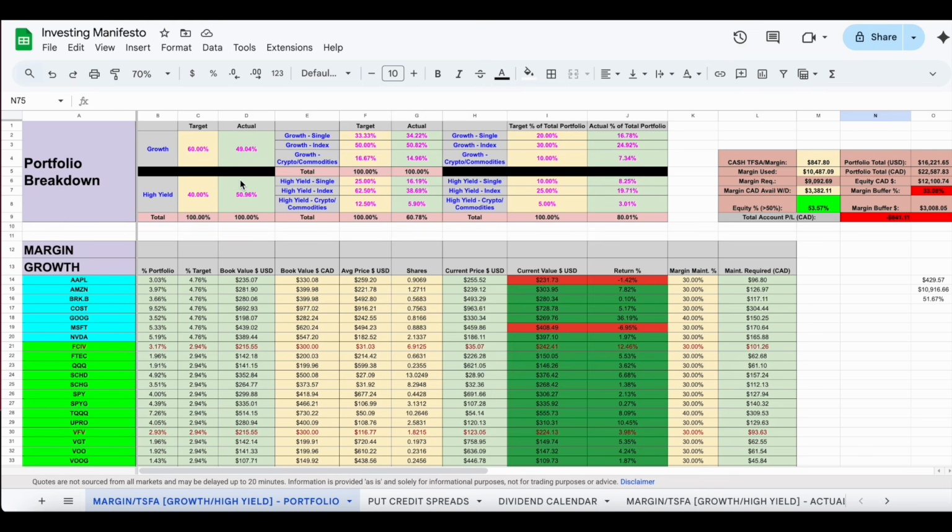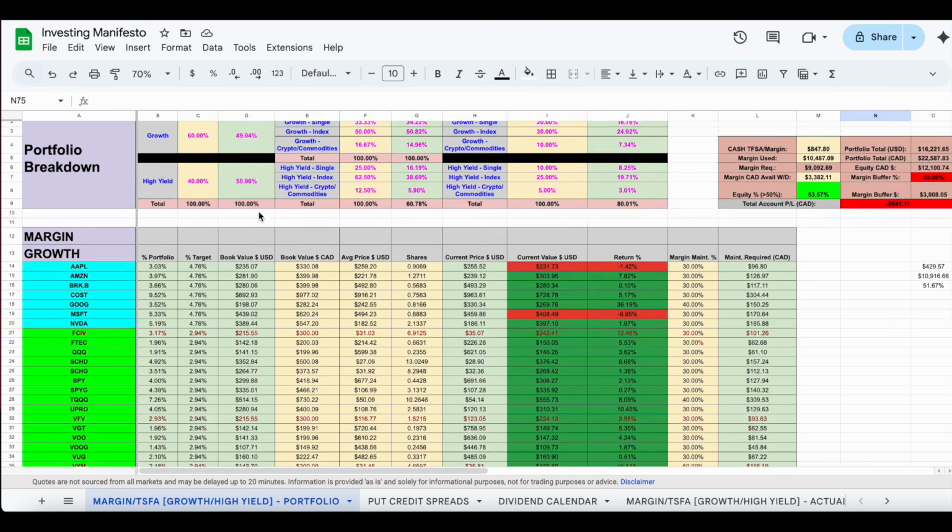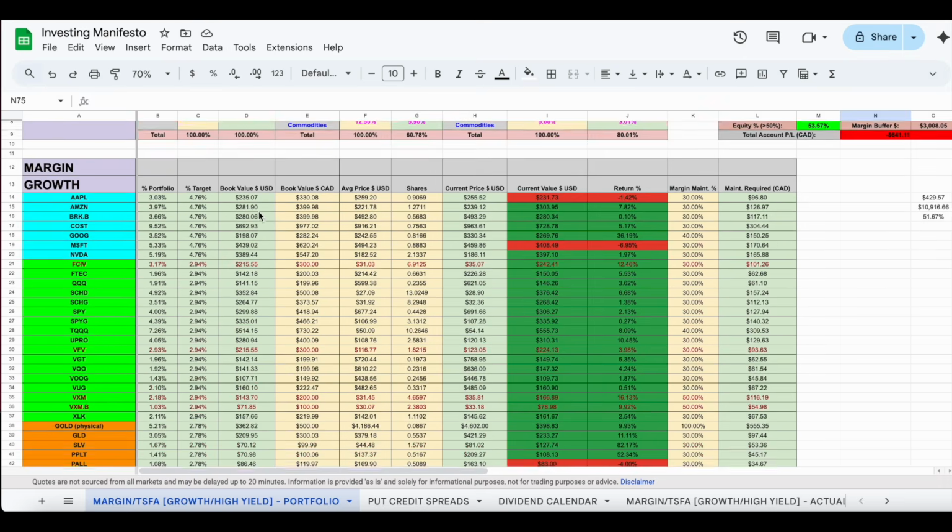I'm going to explain the change that I made as well. The growth stays the same. 60% is going into growth. It's still the same breakdown. We're growing it. We're getting close to 50-50 now. If you remember, we started at 40-60, so we've made 10% back on the growth side, which is good.